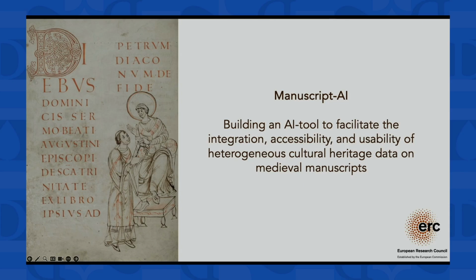This video presents the ERC-funded project Manuscript AI. Launched in April 2024, this 18-month proof of concept aims at building an AI tool to facilitate automated integration and mapping of diverse cultural heritage data to a machine-understandable format.